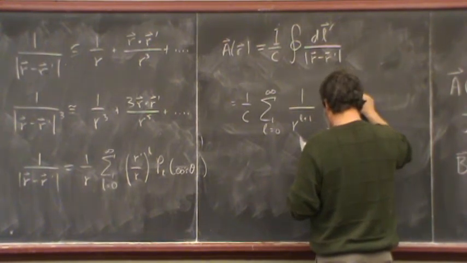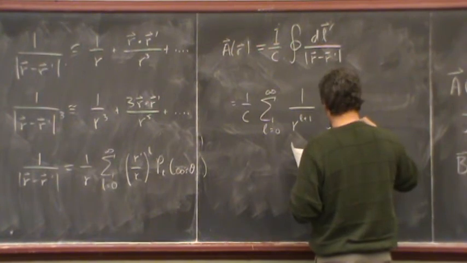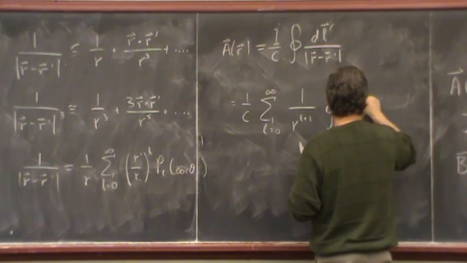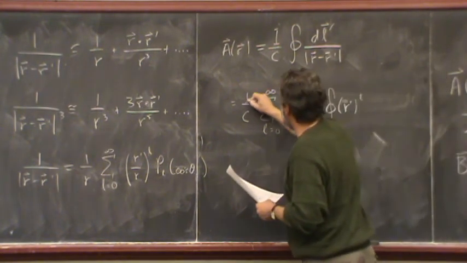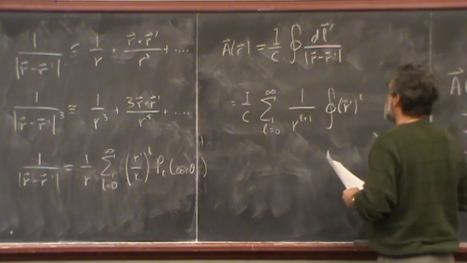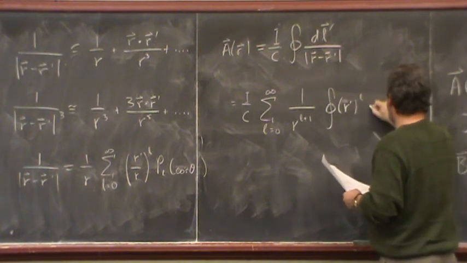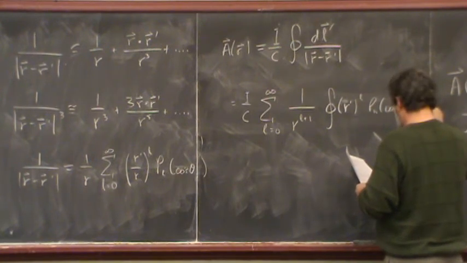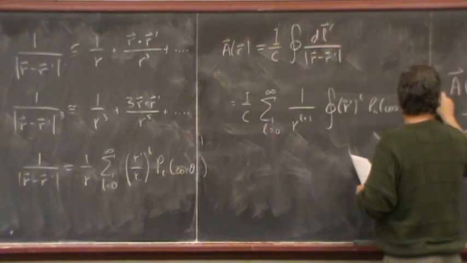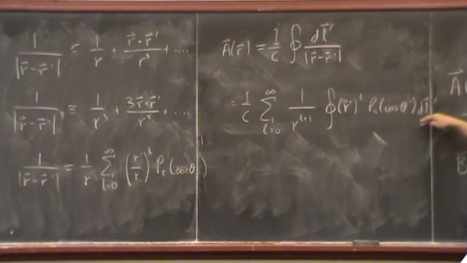R prime, no, I don't need the vector. Is that I over c or 1 over c? This is I. Thank you. This is P sub n of cosine theta prime, dl prime. So we're just integrating over the length of the wire.